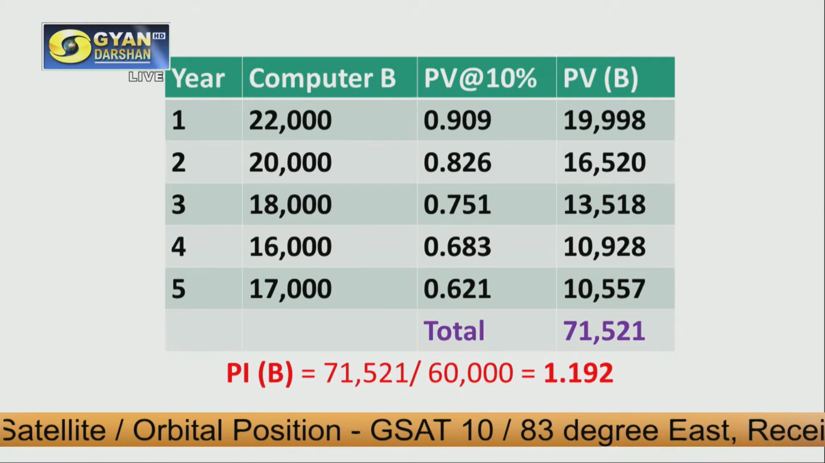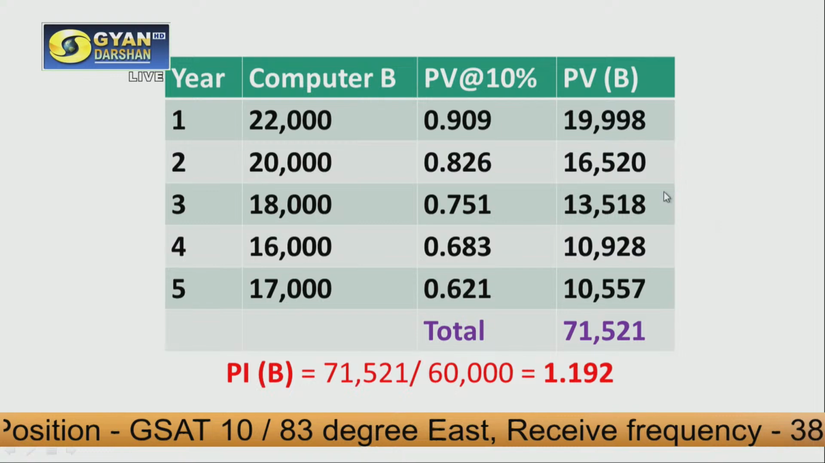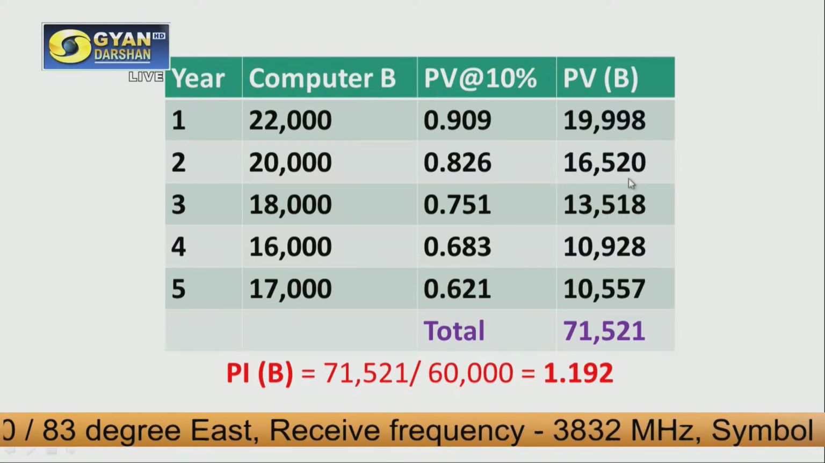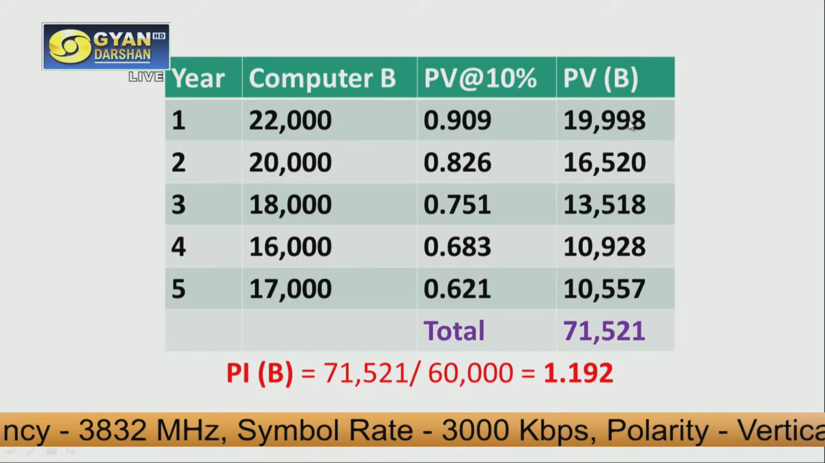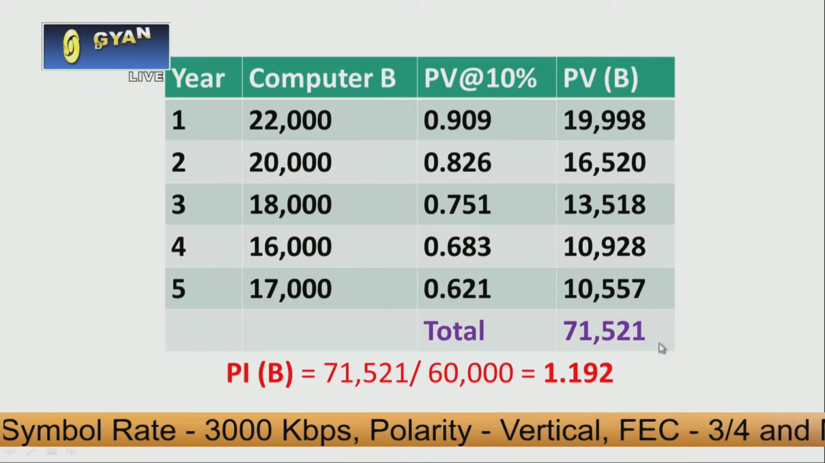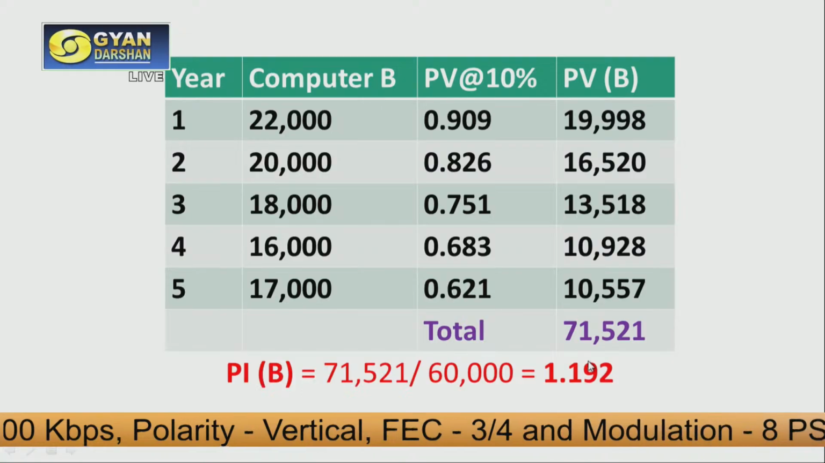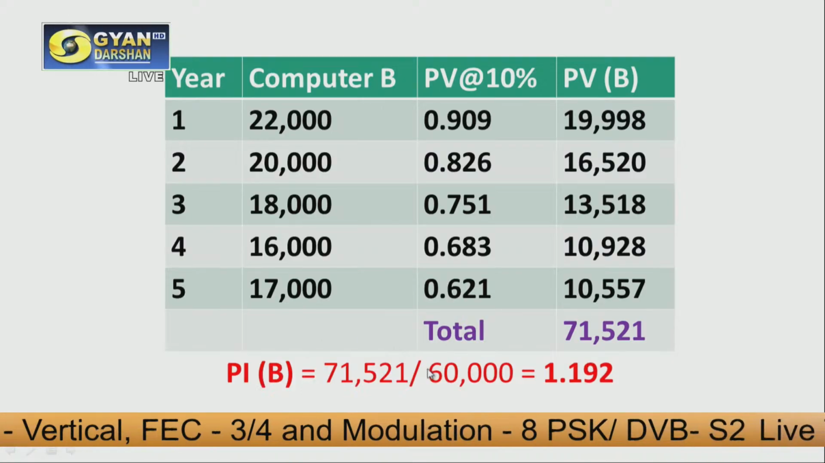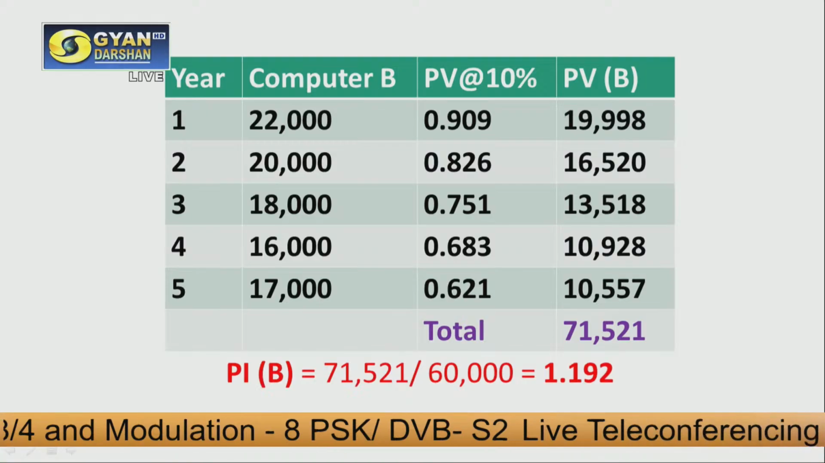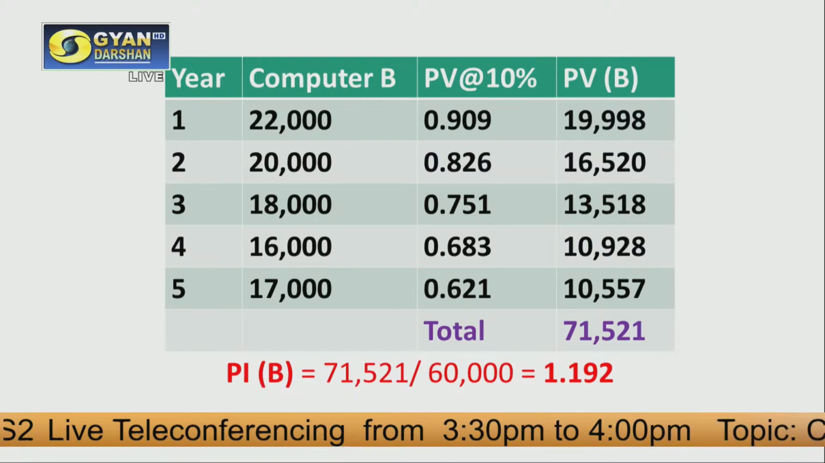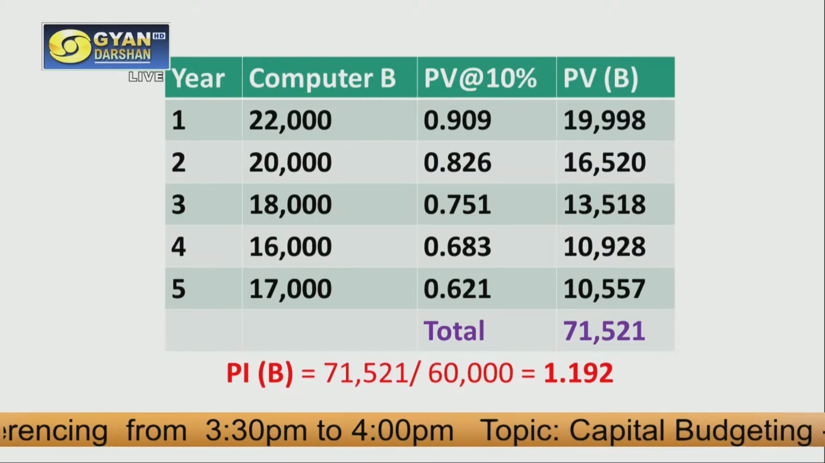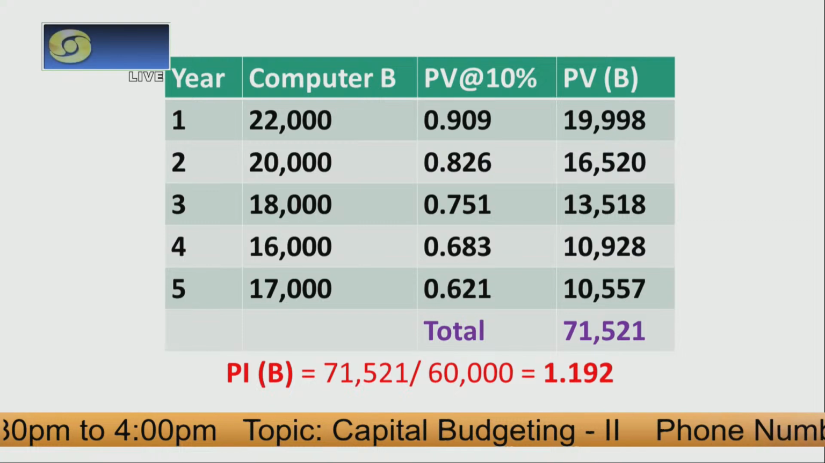In a similar manner, we can do the calculation for computer B. We can get the values from the tables. That means cash inflows can be taken from the table, from the question itself. PVF values can be taken from the table itself. By multiplying the cash inflow value with PVF, we can get the present value. And by adding these values, we can get the total of present values of cash inflows. And this total, that is 71,521, has to be divided by cash outflow. That means this is the cost of computer B. By doing this, we get the profitability index for computer B, that is 1.192.